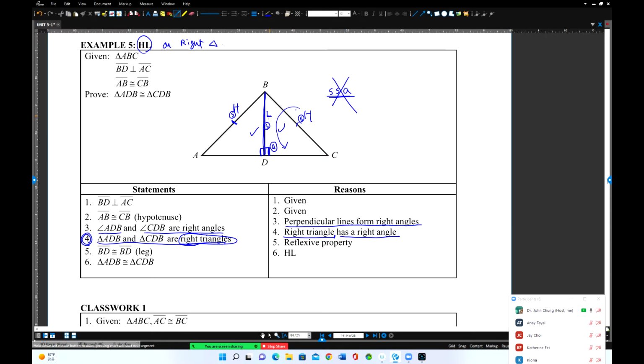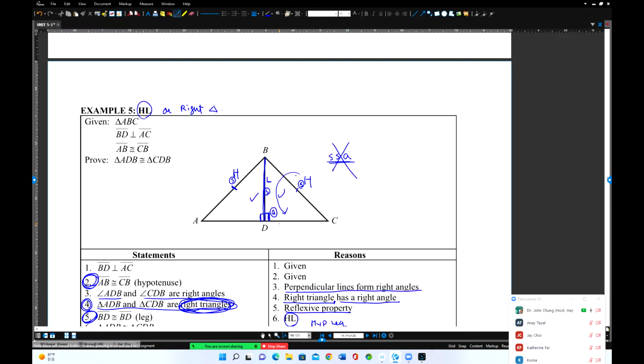This is by HL. Okay, so BD congruent to BD, right? That is reflexive. Now we can apply this hypotenuse leg on these right triangles. The hypotenuse and leg are congruent. Now we make the conclusion. Triangle ABD and triangle CDB are congruent. The reason is what? Hypotenuse leg.